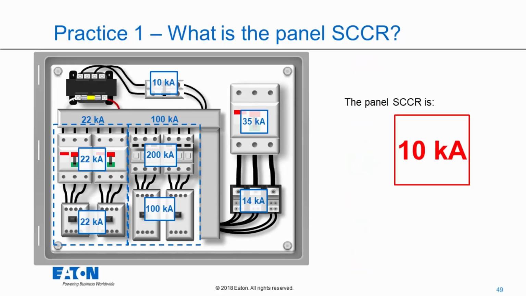So we get to do everybody's favorite step, step 4. The panel SCCR is the lowest value from steps 1 through 3. As far as I can tell, the lowest value on this page is 10 kA. So, a nice little 10 kA rated panel here. That's the lowest value. Ideally we like to have panels with a higher short circuit current rating than 10 kA.